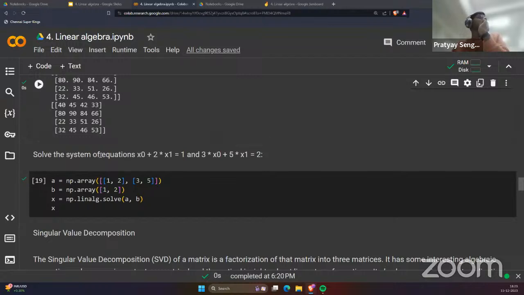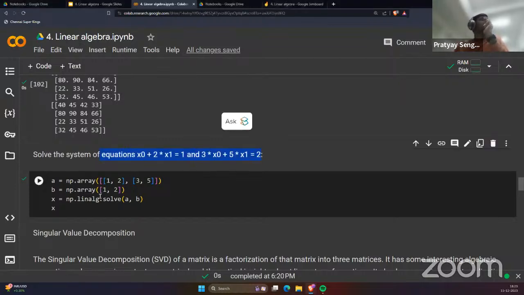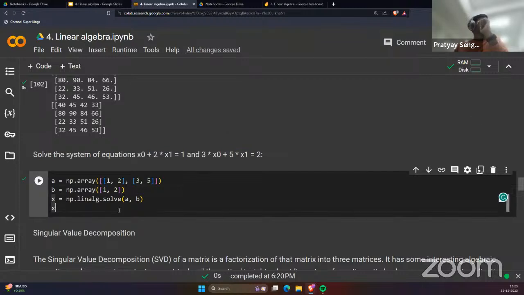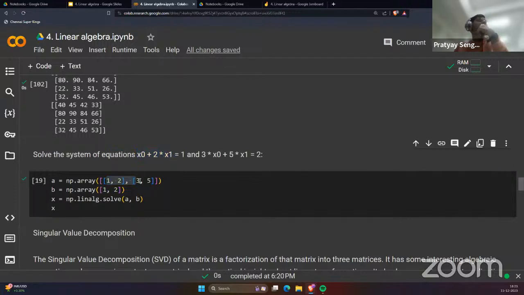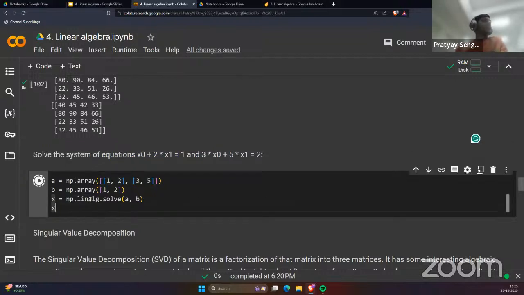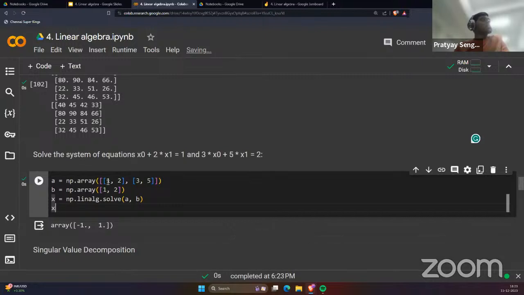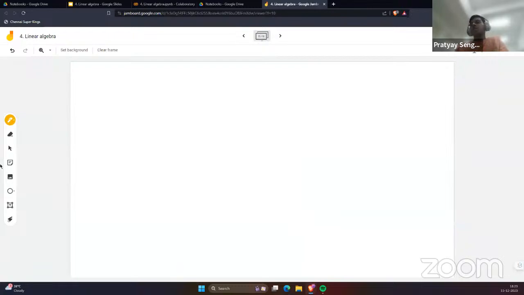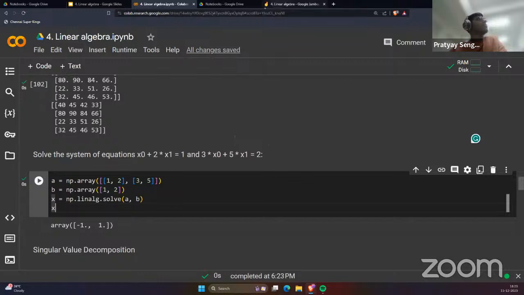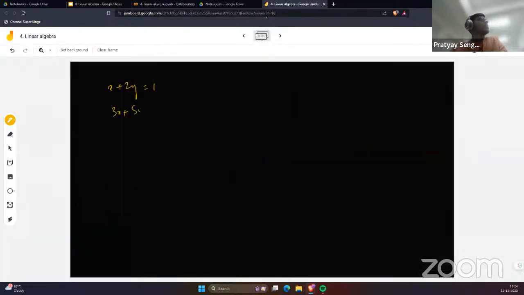Also, you can use this for a system of equations. You can solve a system of equations using matrices. So if you have, say, x and y, then linear algebra solve will help you solve it. So you can get the values of x and y. So this is essentially x plus 2y equals 1, and you have 3x plus 5y equals 2.